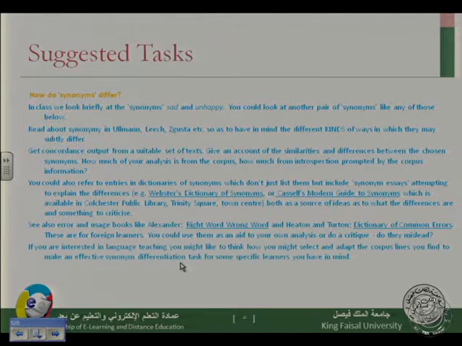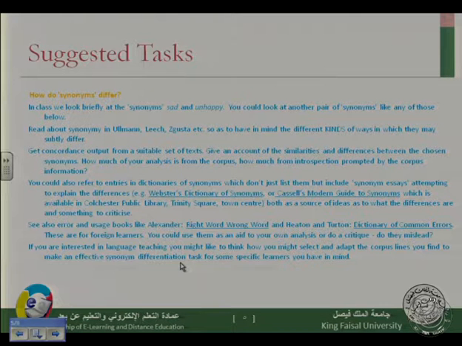If you are interested in language teaching, you might like to think how you might select and adapt the corpus lines you find to make an effective synonym differentiation task for some specific learners you have in mind. So sometimes if you want to explain the difference to your students, you think of sentences. Where can you get these sentences from? You can go to the corpus, take some sentences to explain to your students the differences between these, or to give them a differentiation task. You create a task for them, a quiz or an exercise or gap filling, multiple choice task to differentiate between these synonyms.